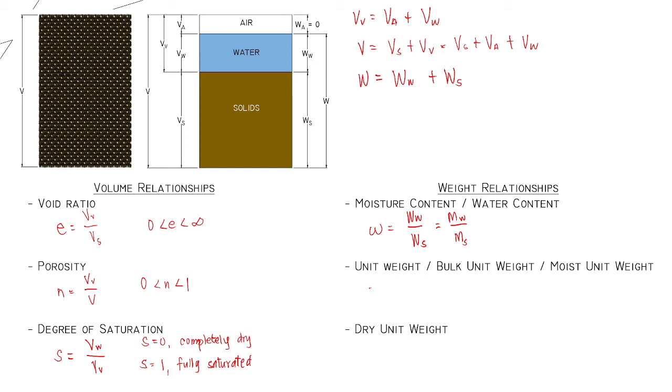Next we have the moist unit weight, which is denoted by gamma. This is equal to the total weight of the soil sample over the total volume. And for the dry unit weight, gamma sub d, this is equal to the weight of soil solids all over the total volume. So these two, if you want to express this in densities, you will use the mass instead of weight.